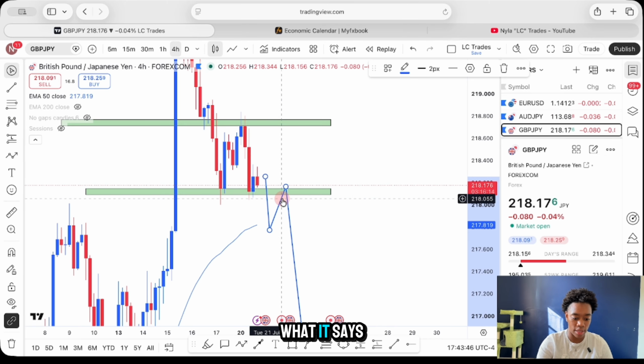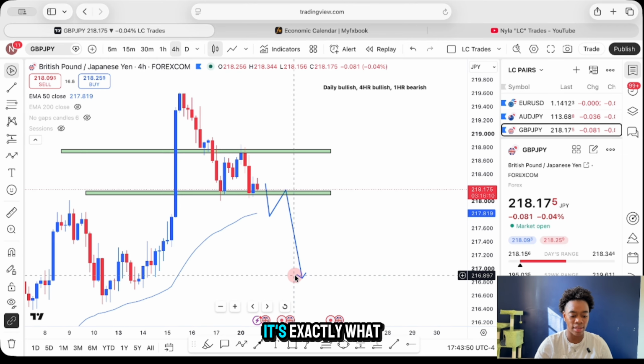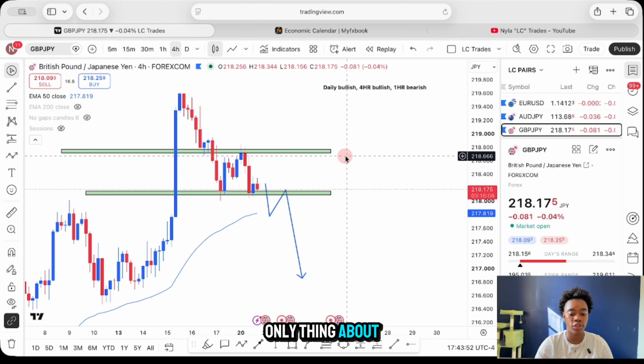Exactly what it says right here, what I drew out right here with the arrow, is exactly what I wanted to do. Only thing about GJ and why it's at the bottom of the list is because it's not ready. All the other pairs are setting up to be ready by either tomorrow or Wednesday.